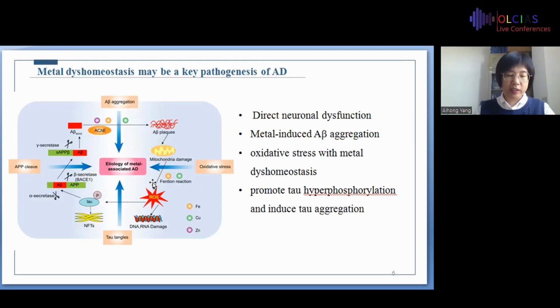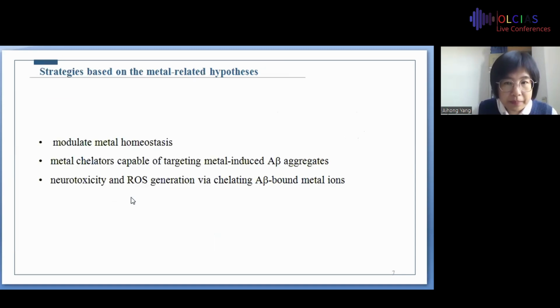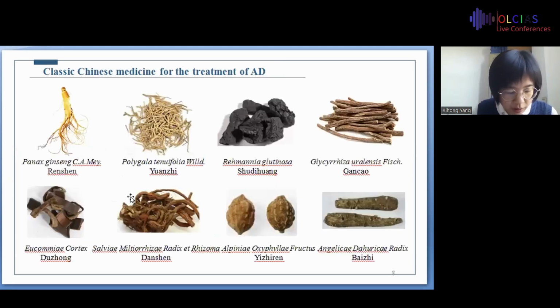Some metal chelators capable of targeting metal-induced A-beta aggregates and ROS generation, while chelating A-beta bound metal ions, have been developed. Metal complexes capable of occupying the metal binding sites of A-beta have also exhibited promising potential for AD therapy through affecting the A-beta aggregation and the ROS activities. And there are many natural metal chelators in TCM which have aroused our research interest.